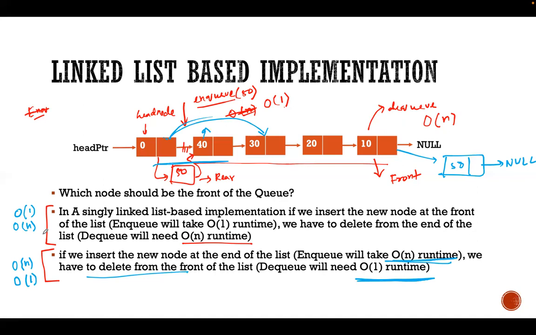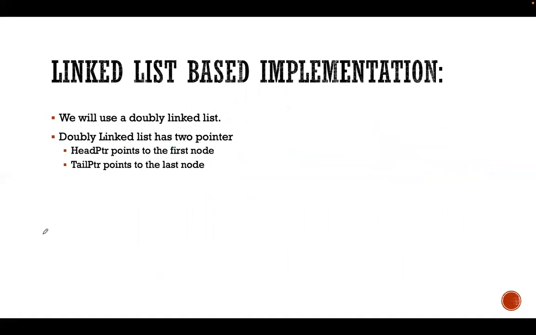All right, so what if we want to implement both of the operations in order of 1? Can we do that? Let's see, we can implement the queue using a doubly linked list.